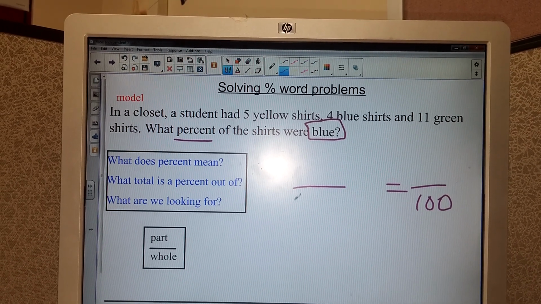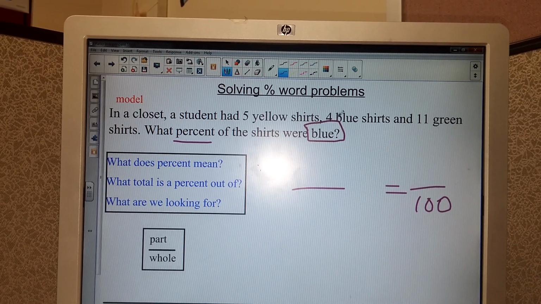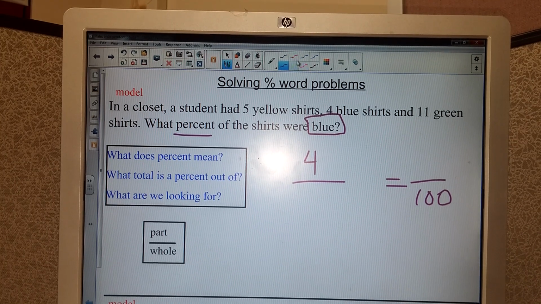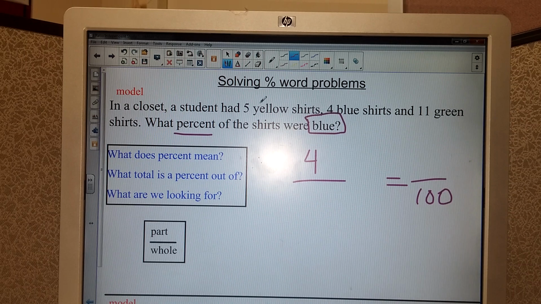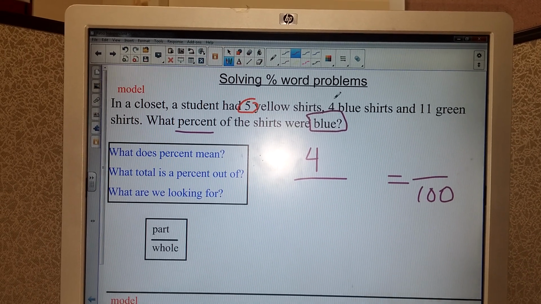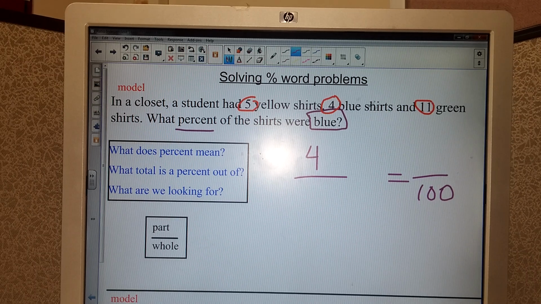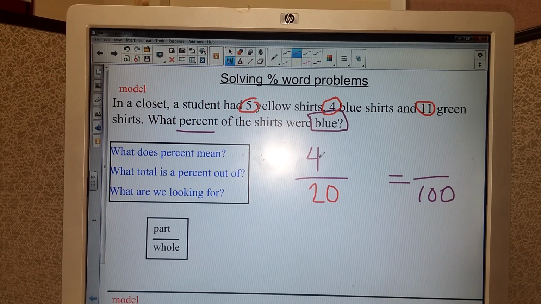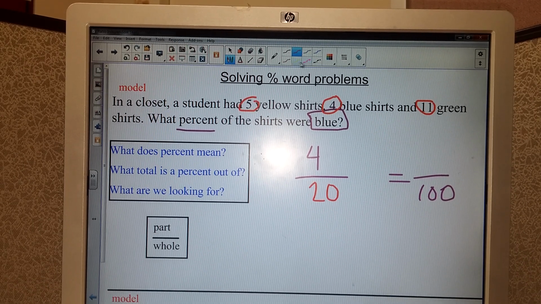I know that's my total. I'm looking for blue shirts. Well, when I go to my information, 5 yellow, 4 blue, 11 green, there we go, I got 4 blue. Now my total. 5 yellow shirts and 4 blue shirts, that's 9 shirts. 11 green shirts and my 9 other shirts is a total of 20 shirts. So I have my fraction 4 out of 20, and I need that 20 to go out of 100.